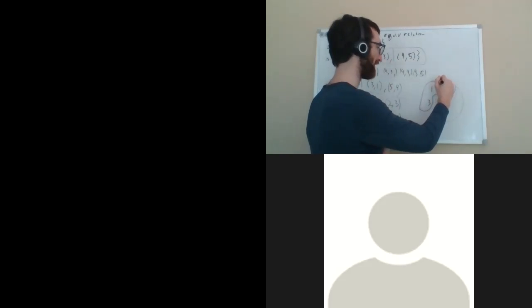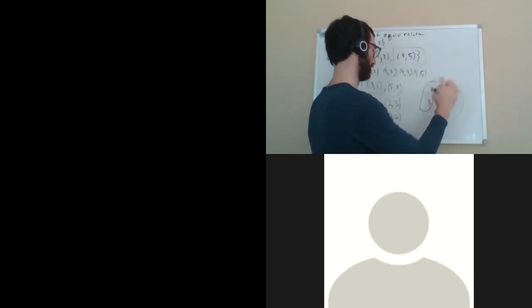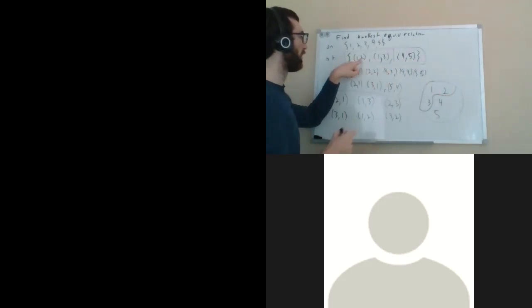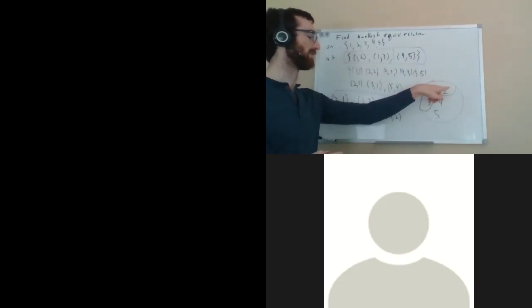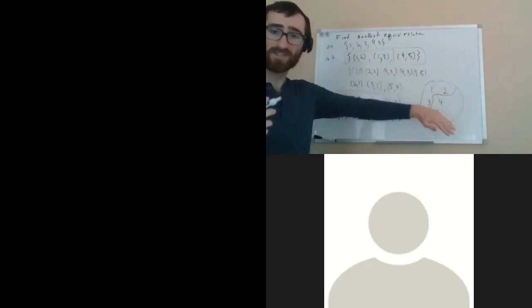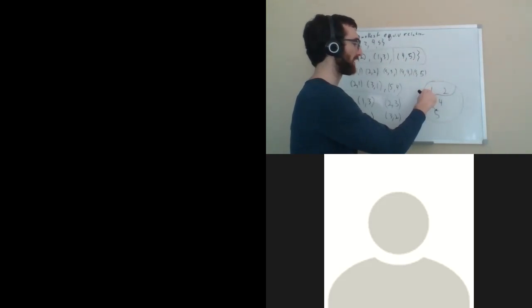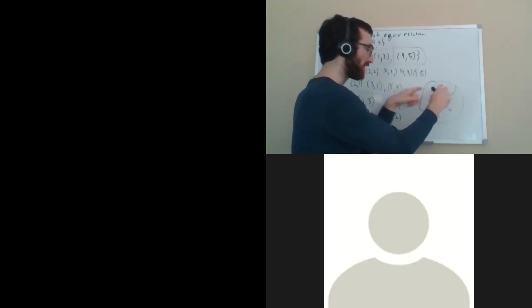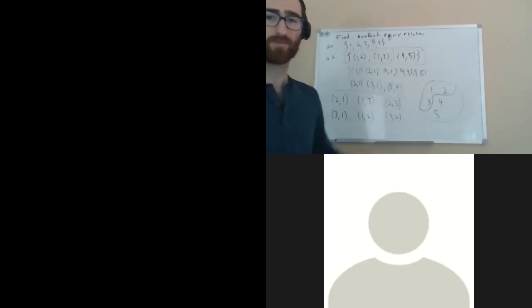A finer partition would be like splitting these up. But that's not forced on me. I'm just saying one has to be related to 2, one has to be related to 3, so all these elements have to be in the same set, and 4 is related to 5, so those two have to be in the same set. Once I have my partition, I just add in all of the possible things. 1 needs to be related to 1, 1 needs to be related to 2, 1 needs to be related to 3, 3 needs to be related to 1, 3 needs to be related to 2. Once you have the partition, you just add in all the things that are necessary from the partition.